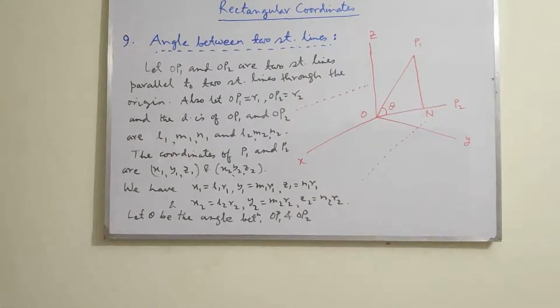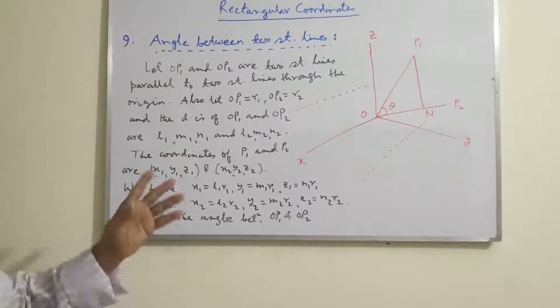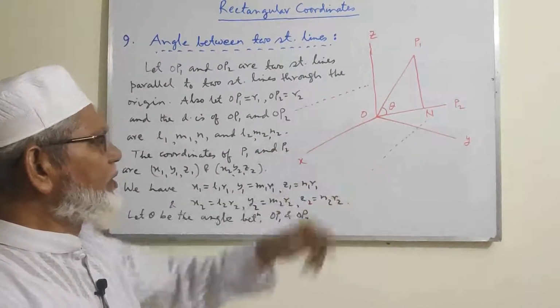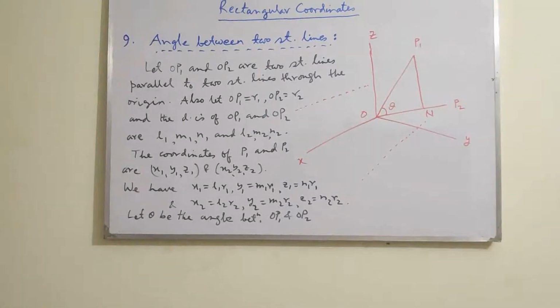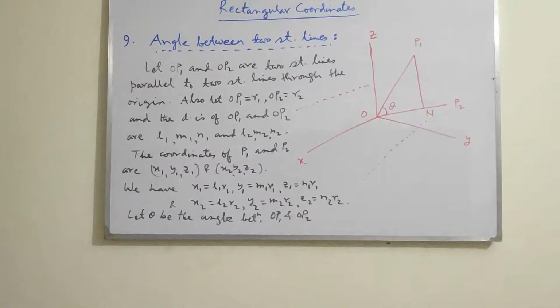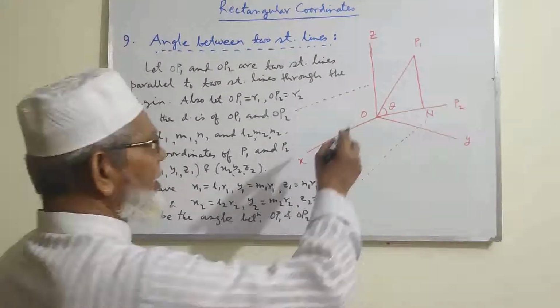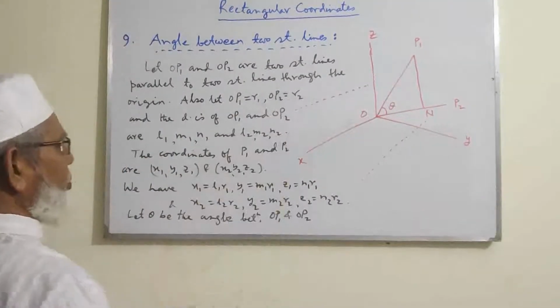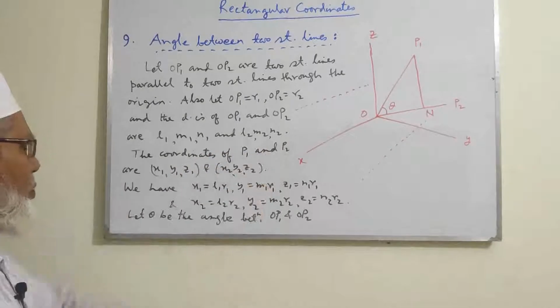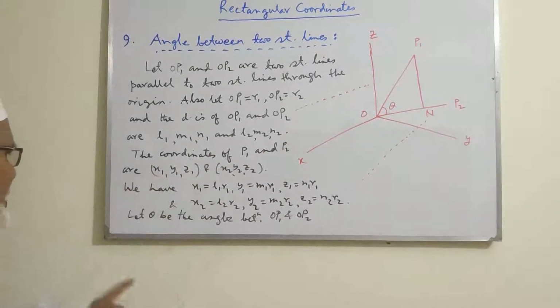Article 9, angle between two straight lines. Let us take two lines OP1 and OP2 which are parallel to two other given lines. Coordinates of P1 are x1, y1, z1 and P2 are x2, y2, z2. Distance OP1 is r1, OP2 is r2. The direction cosines of OP1, OP2 are L1, M1, N1 and L2, M2, N2.